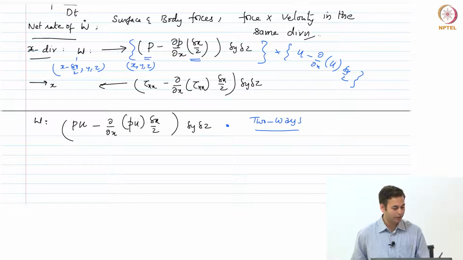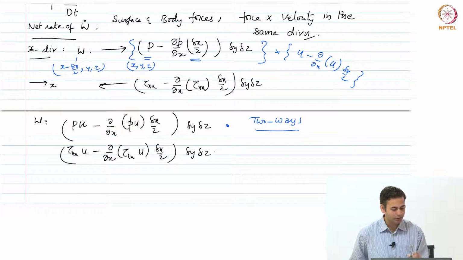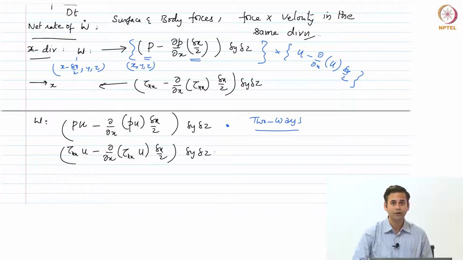Now, if we go back to the tau xx, what will be the rate of work done by tau xx? We just have to again multiply that with the velocity in that particular direction. That will be tau xx times u minus partial x tau xx times u delta x by 2 times delta y delta z. So, this is the net rate of work done by P and tau xx, okay. Question still here, this part, okay.